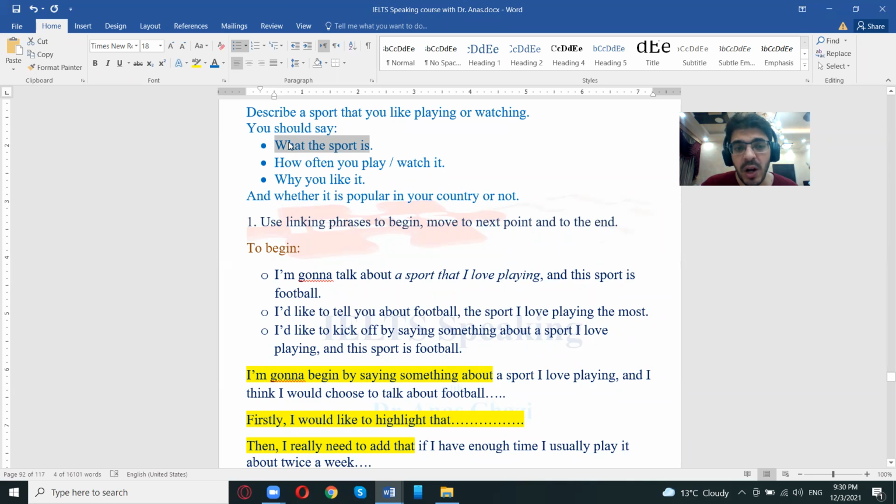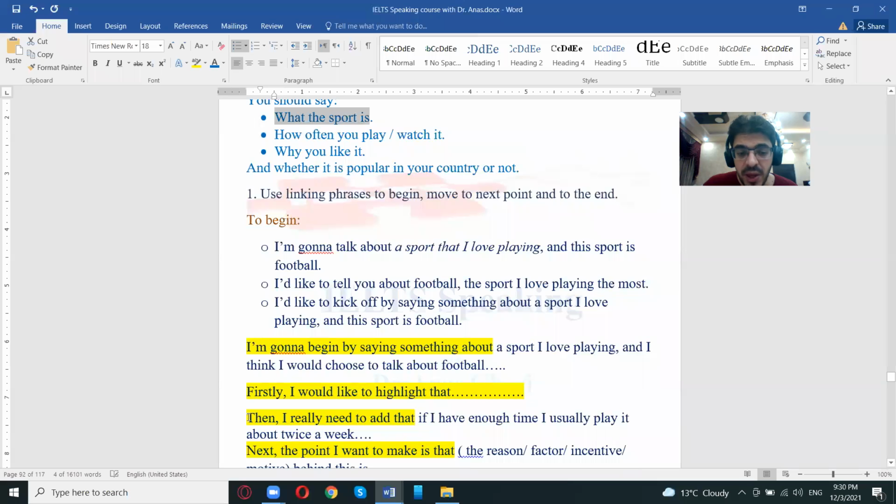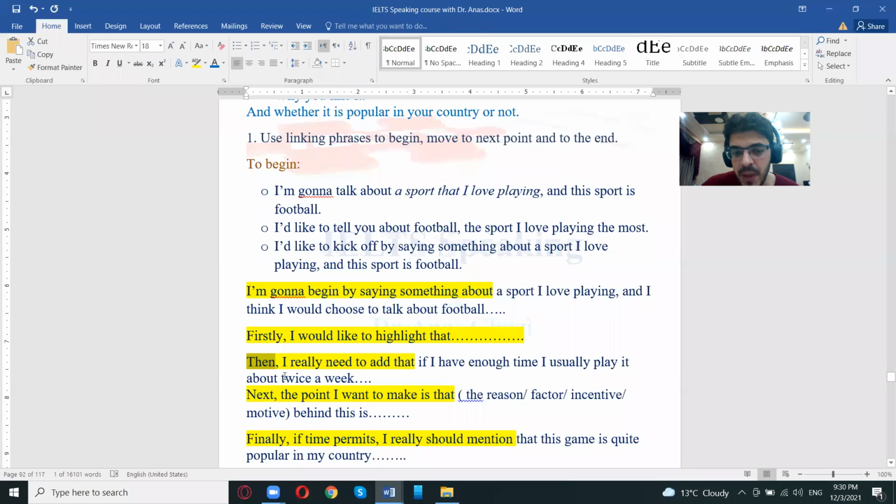Then when you are done with the first point, you need to move to the second point. So you can use something like then, a transitional word, to move from the first point to the second point. You can say then. Instead of saying I like to highlight, you don't want to repeat yourself. So say something like, well, I really need to add that. You can use another expression, another word.